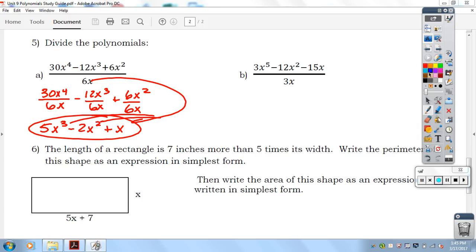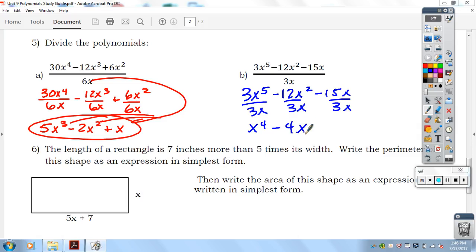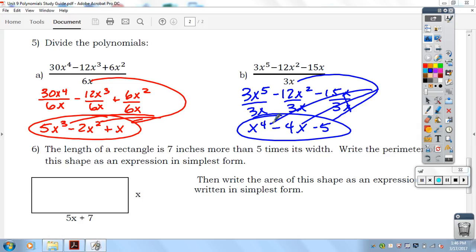B, same thing. We're going to do 3x to the fifth minus 12x squared minus 15x, and then each term gets divided by 3x. So 3 divided by 3 is 1. There are more x's on top by 4. Minus 12 divided by 3 is 4. There are more x's on top by 1. 15 divided by 3 is 5, and the x's fully cancel. So this is my trinomial of degree 4. That again is a quotient after I divide this original. You can also check by multiplying 3x by all those, you end up with the same dividend.